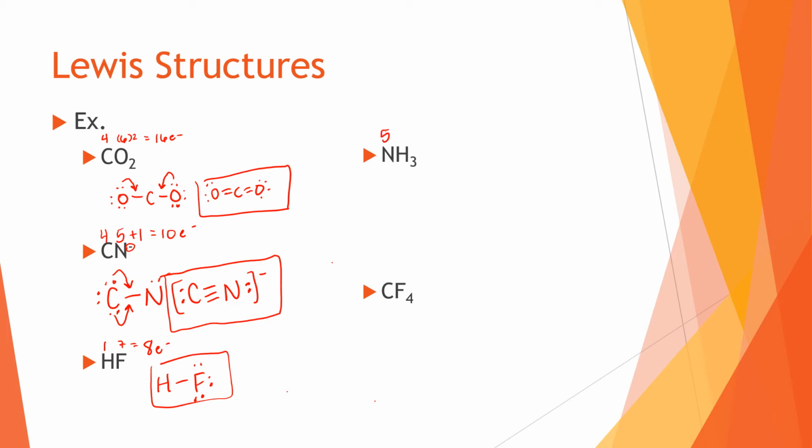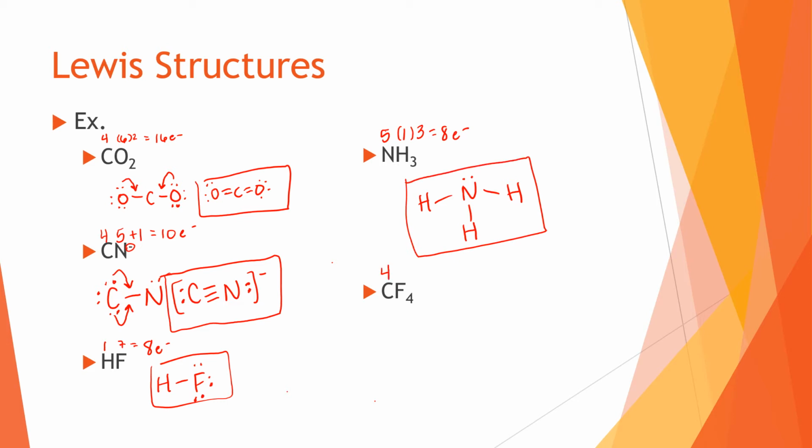Nitrogen has 5, hydrogen has 1. There's 3 hydrogens. That gives me 8 total electrons. Nitrogen in the middle, I'm going to connect them all to the hydrogens with single bonds. That's 6 total electrons. I have 2 more remaining. I can't put them on hydrogens because hydrogen's already full, so I go to the center atom, which is nitrogen. All of them have their full octet, so we are good to go.